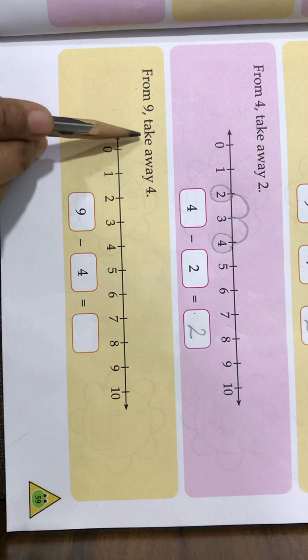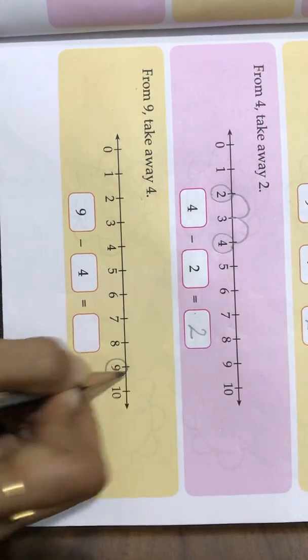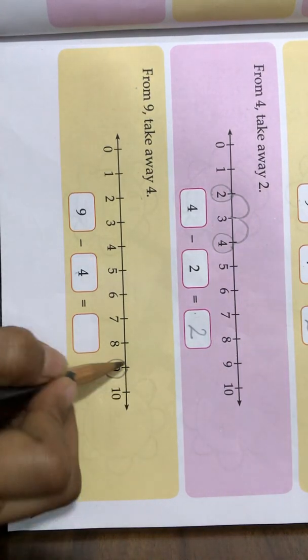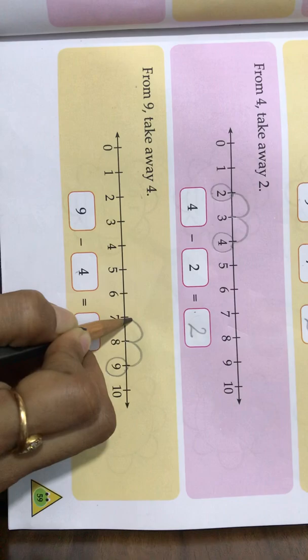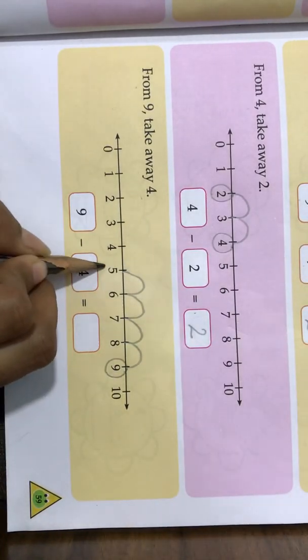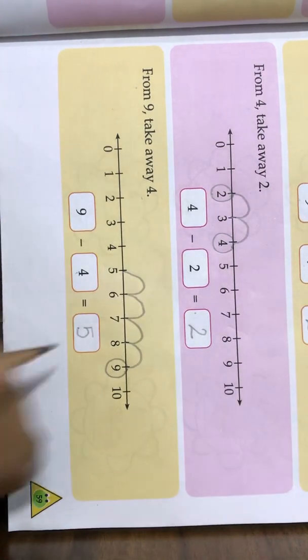From 9, take away 4. 9. So, we will start with the number 9. We will circle the 9 number so that it will be easier to go backward from number 9. And how many numbers we will go backward? 4 steps we will go backward. 1, 2, 3, 4. And we will reach at number 5. 9 minus 4 is equal to 5.